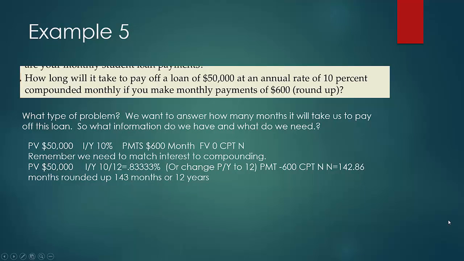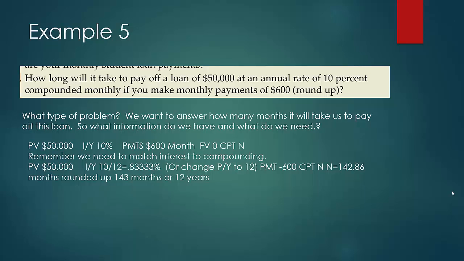And then this is the final example that I wanted to give you. Again, how long will it take to pay off a loan of $50,000 at an annual rate of 10% compounded monthly if you make monthly payments of $600? What type of problem? We want to answer how long, how many months. So what information do we have? We pull it out very easily. $50,000 is our present value. Our interest rate is 10%. Our payments are $600 a month. Our future value is 0. We want to compute n.